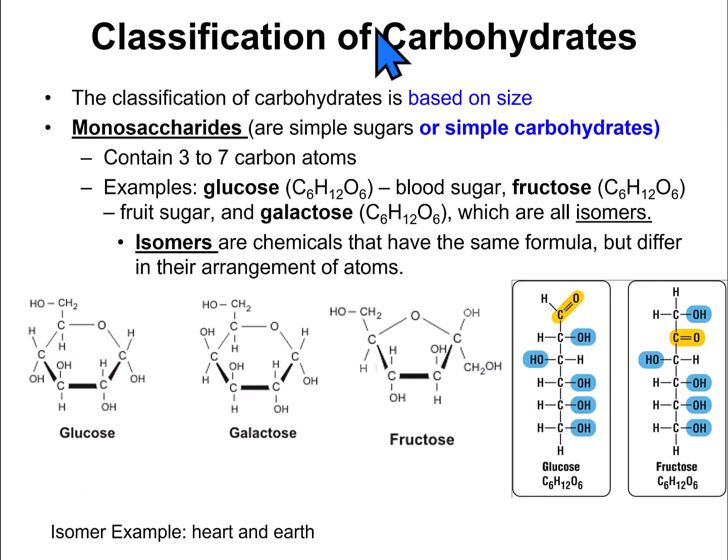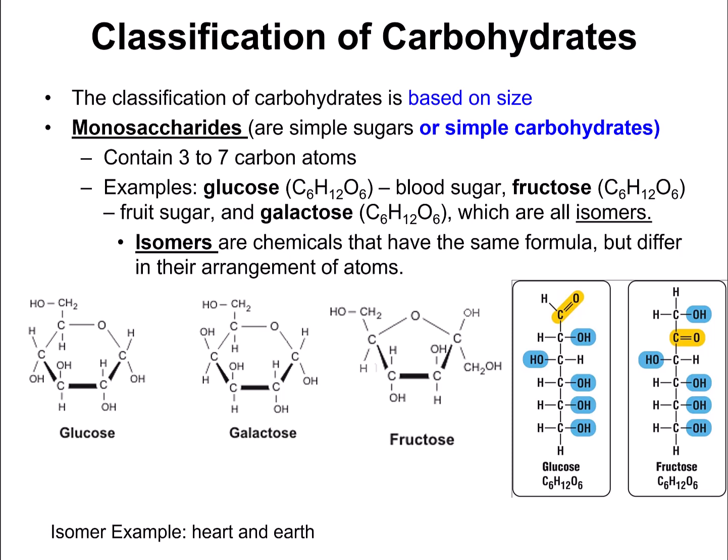The monosaccharides, or the simple sugars, or simple carbohydrates, contain 3 to 7 carbon atoms, and examples of these include glucose, fructose, and galactose. You want to make sure you star these. You can give these as examples of monosaccharides. Well, you'll notice the chemical formula for glucose, fructose, and galactose are all C6H12O6. And usually when we see C6H12O6, it means blood sugar or glucose.